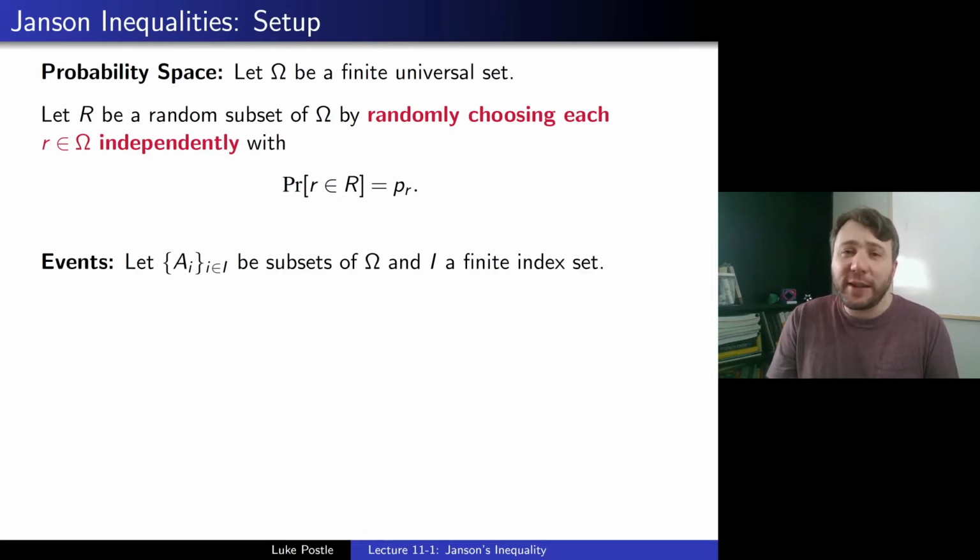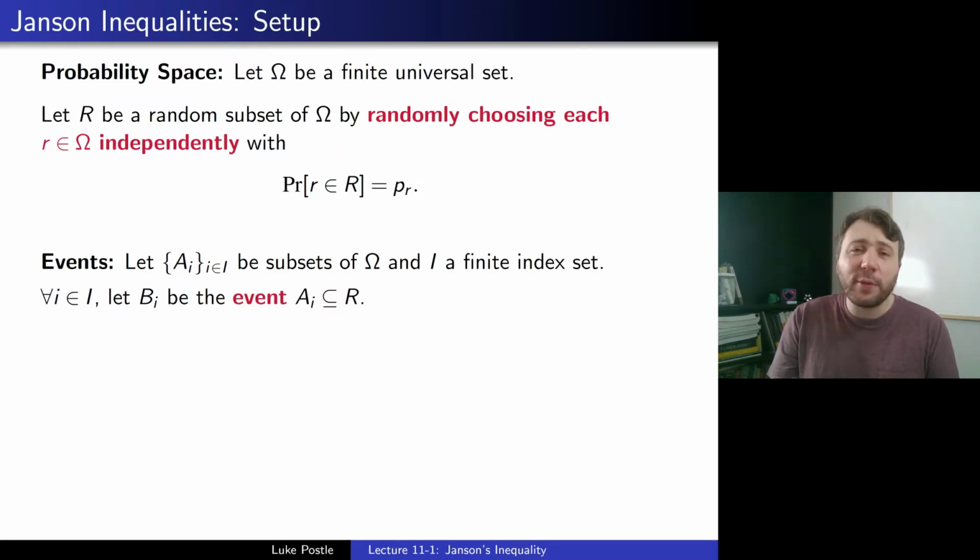And then we'll be looking at events. And we'll let A_i be subsets of omega. So these are sets of elements that we want to be chosen, and I some, again, finite index set, so a finite number of events. Then for every i in the index set, we'll let B_i be the event that A_i is a subset of R, that A_i has been chosen. So we have a family of subsets, and each event will be whether that subset has all been chosen. And the question is, what about the probability that none of those happen?